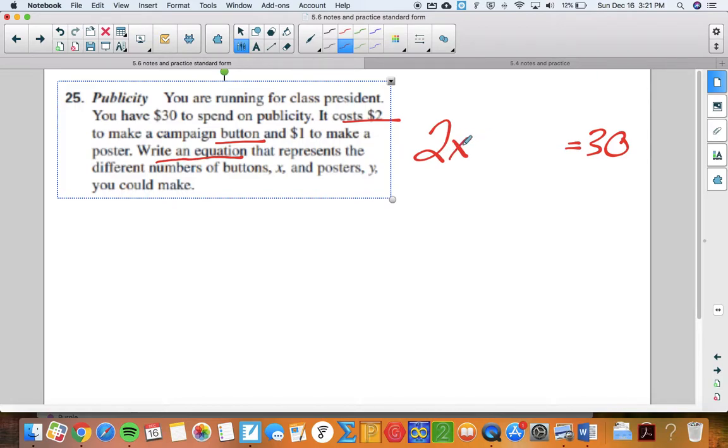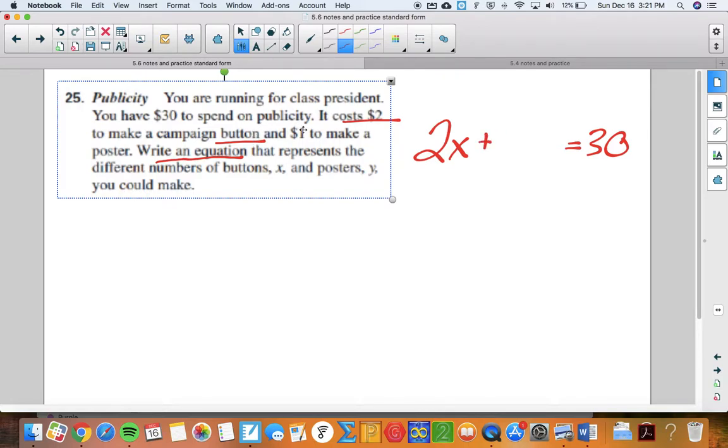So if I bought 10 buttons, it'd be 10 times 2, that's 20. And this expression, 2x or 2 times x, does just that. I take 2 times the number of buttons I buy, and that seems like what it should cost me. That's what the story is telling me.